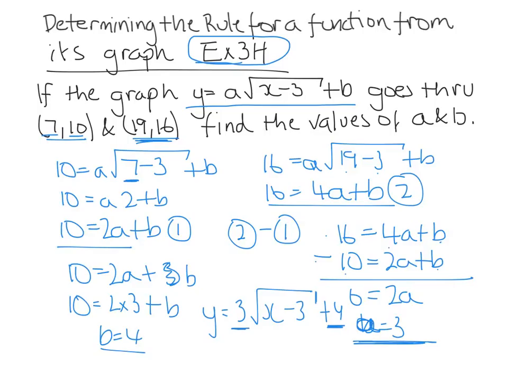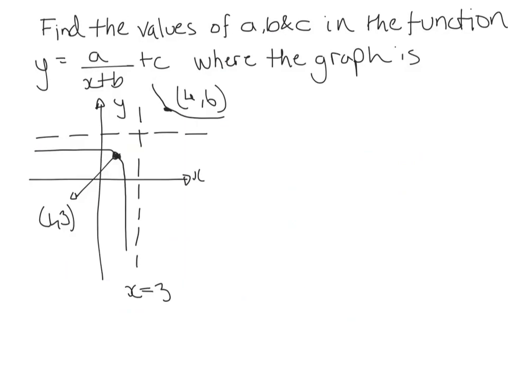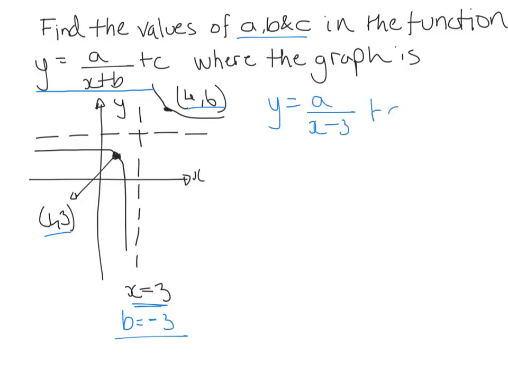Alrighty, let's try another one. Well here we have another one. This time it's a hyperbola, and we've got to find the values of a, b and c in the function. Here's the graph of our hyperbola, and we know it goes through 2 points, (4, 6) and (1, 3), and it has an asymptote on 3. Now this immediately enables us to find b. b would have to be minus 3, so that would mean there would be an asymptote on x equals 3. So if we said y is equal to a over x minus 3 plus c.